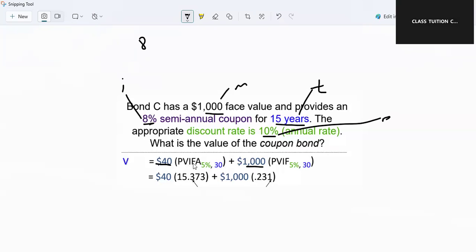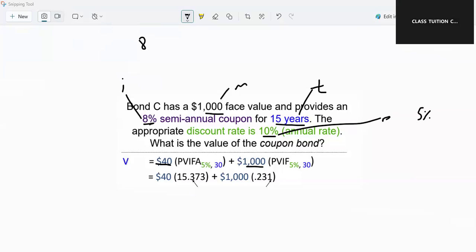So now to go to our interest factors, we use the R. So R is 10%, but we divide by 2, we're going to be using 5%. And our time is 15 years, we're going to multiply by 2, so we're going to use what? 15 times 2, which is 30 periods. So that is 5% on 30. So now you do it the normal way. The interest factor, you take under 5% on 30.